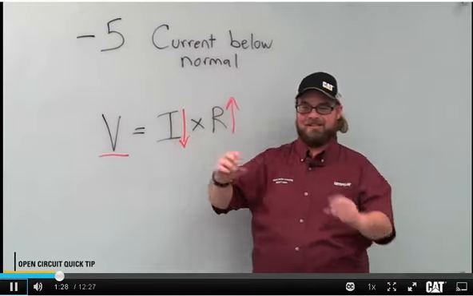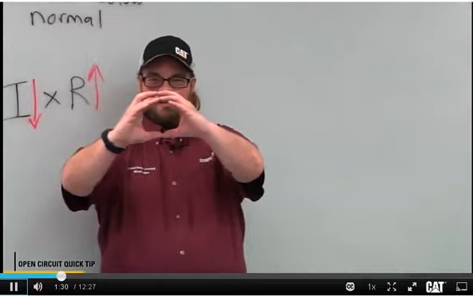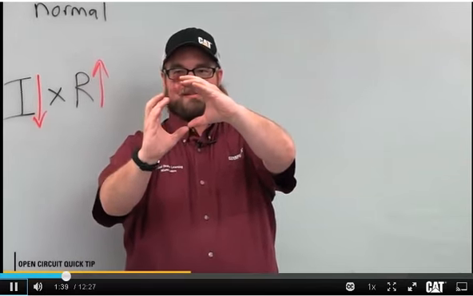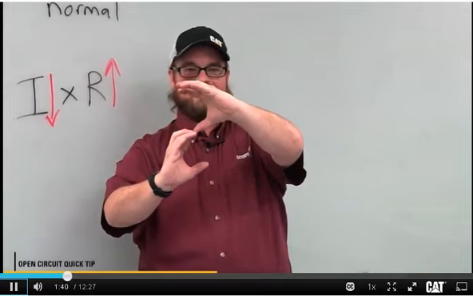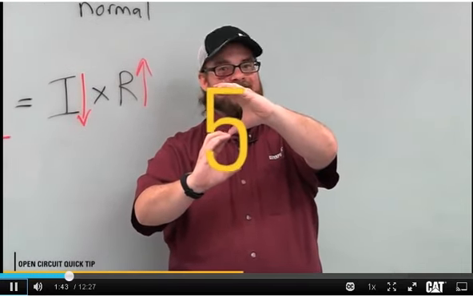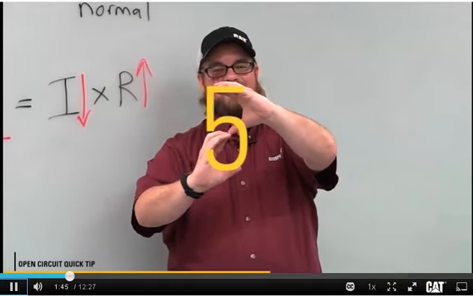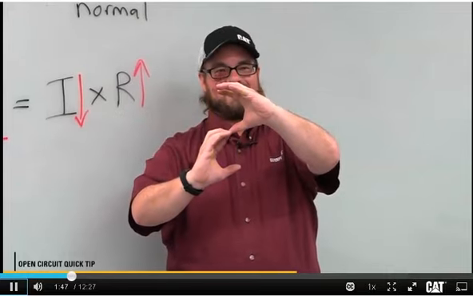Here I've got a completed circuit with my hands, right? And right now that's a completed circuit. We've got good flow. Now if I break that circuit, do you see my broken circuit just became a -5 code? I no longer have a completed circuit.